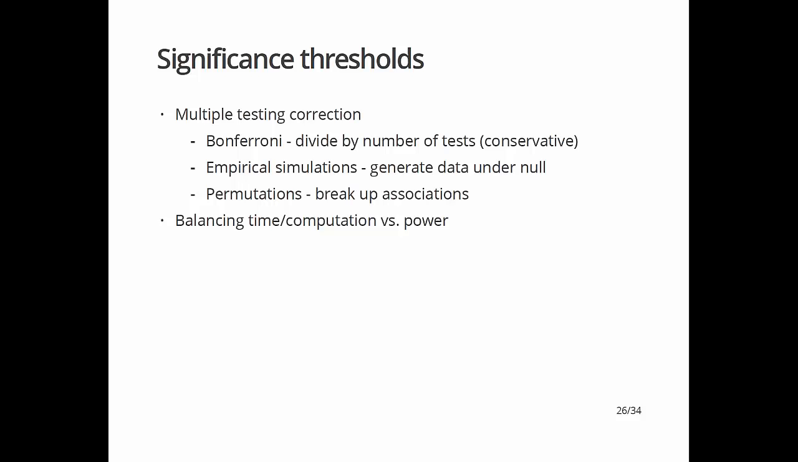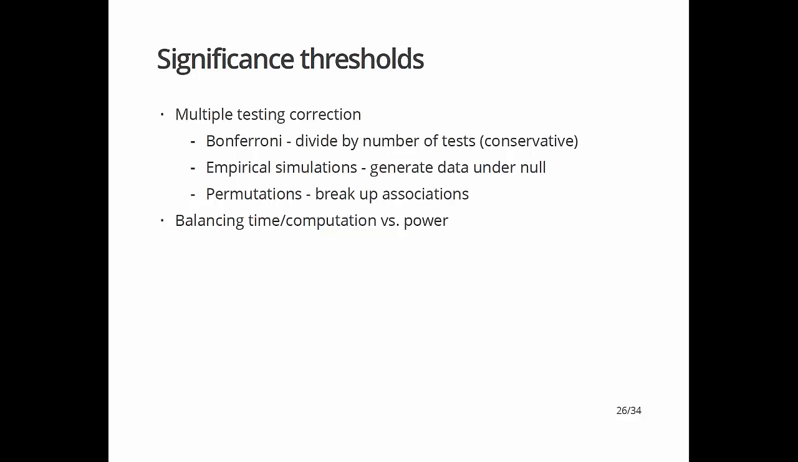You can also run empirical simulations. So you can generate data from your map, from your founder genotypes, even with your genotypic information, generate random traits, and try to see how often you detect a p-value which is as significant as what you've detected in your observed data. That's relatively fast, but it still does require running analyses many times.